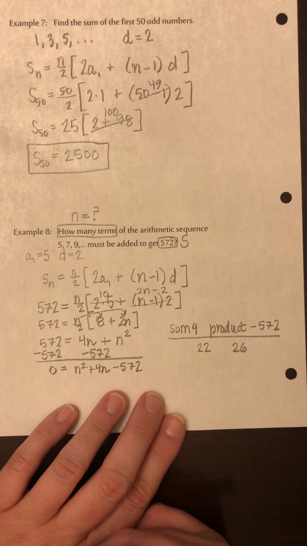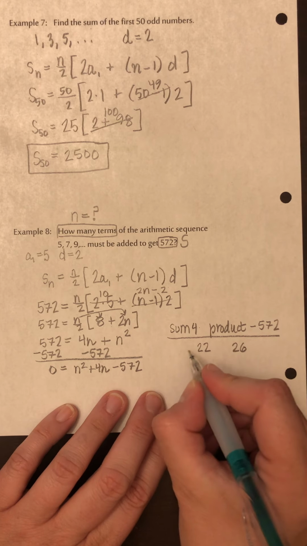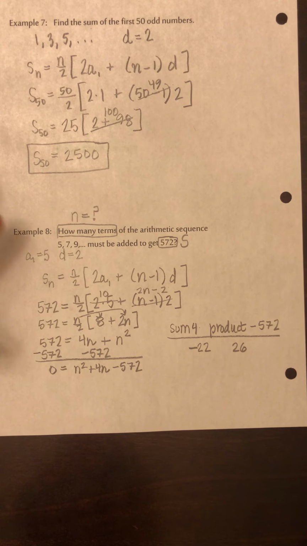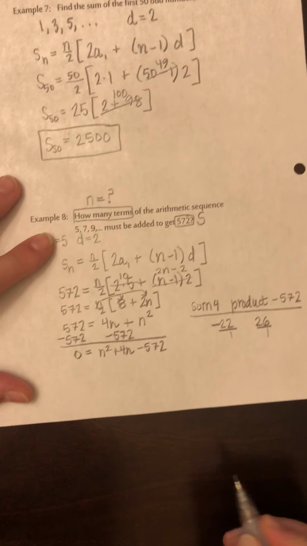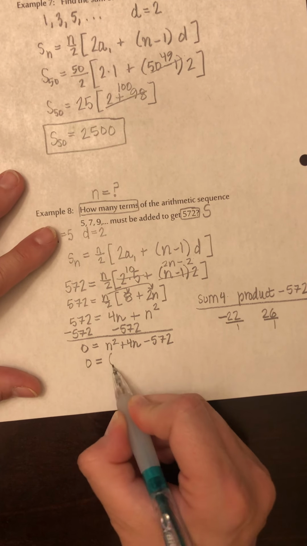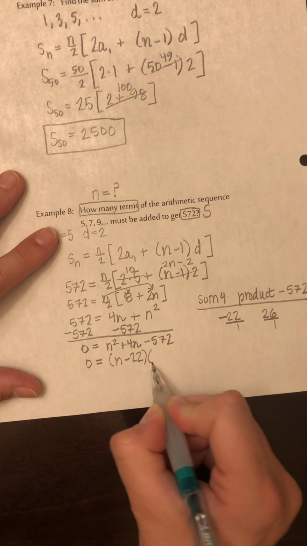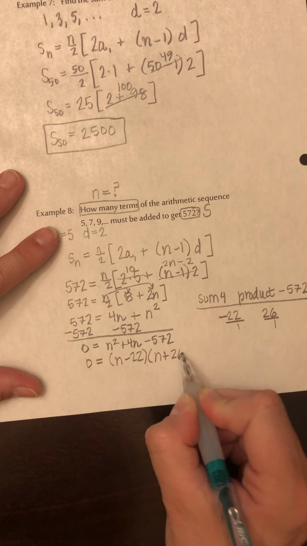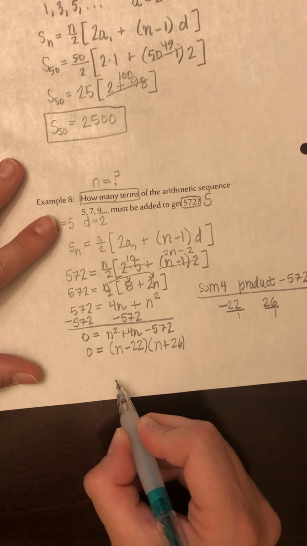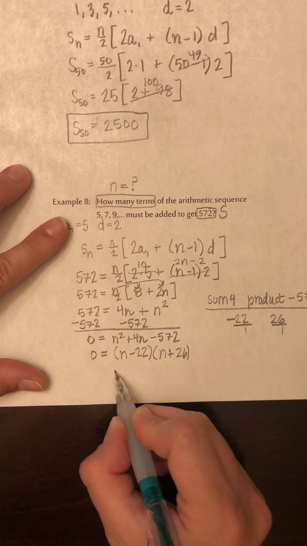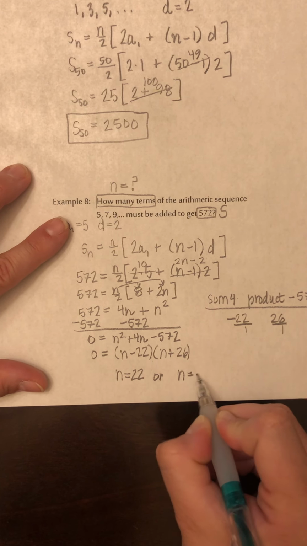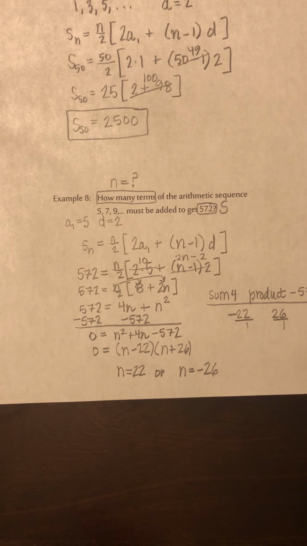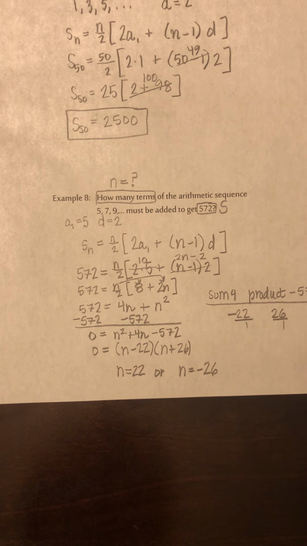We need a negative 572, so one of those needs to be negative, but the sum needs to be positive 4, so 22 will be the negative number. Okay, now we're talking. And our leading coefficient for both is a 1. So our factors are 1n minus 22 and 1n plus 26. And if we set each of those equal to 0, I'm going to get that n is 22 or n is negative 26.